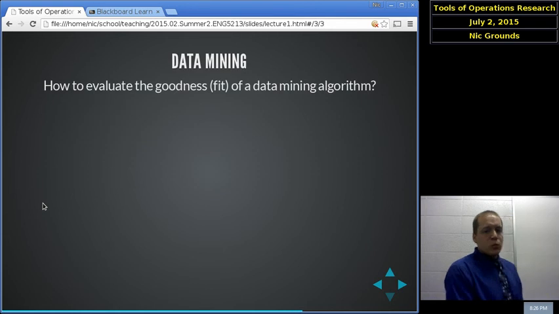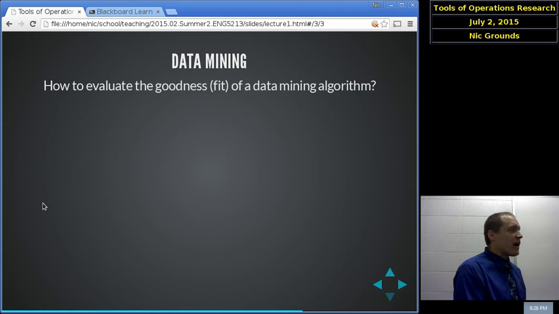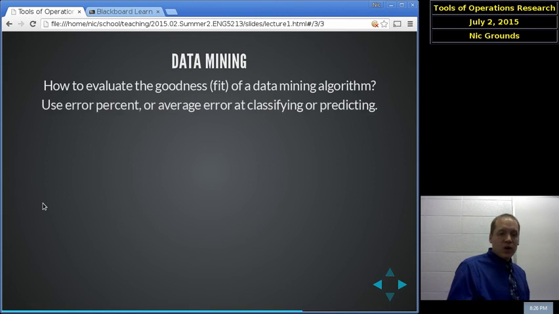Now, how do we know when the data mining algorithm is doing well? How do we know when it's finding the right patterns, finding good patterns inside the data? Broadly speaking, we'll just use a measurement of error. That is, we will say, okay, if I use this data mining algorithm to go back and predict each record, say of the training or validation set, how many times does it get it right and how many times does it get it wrong?